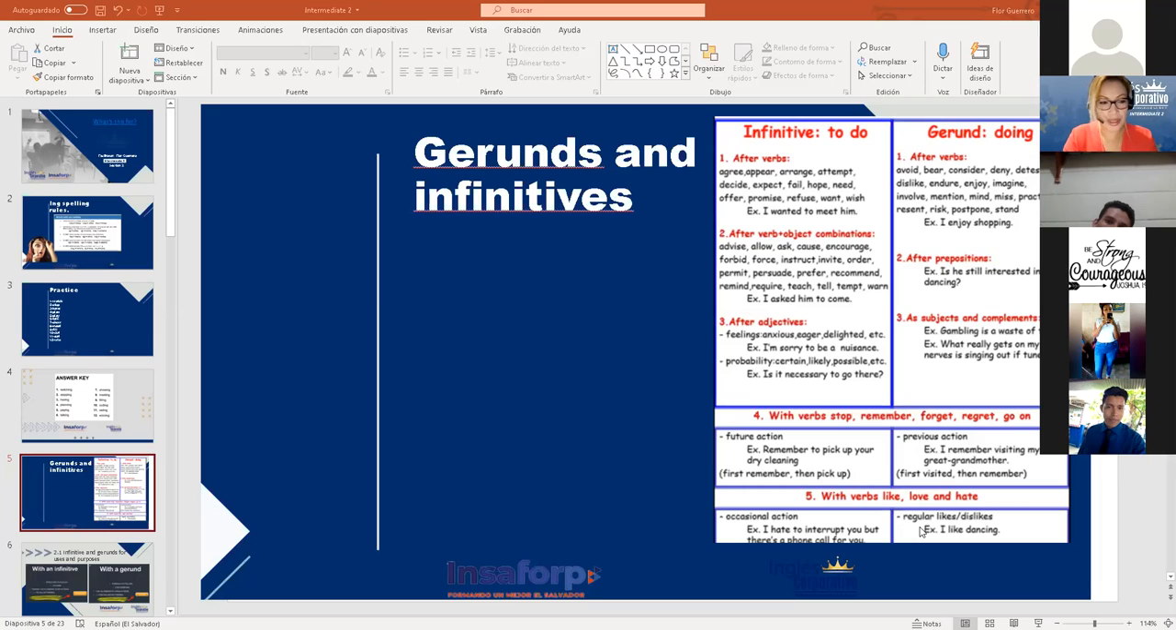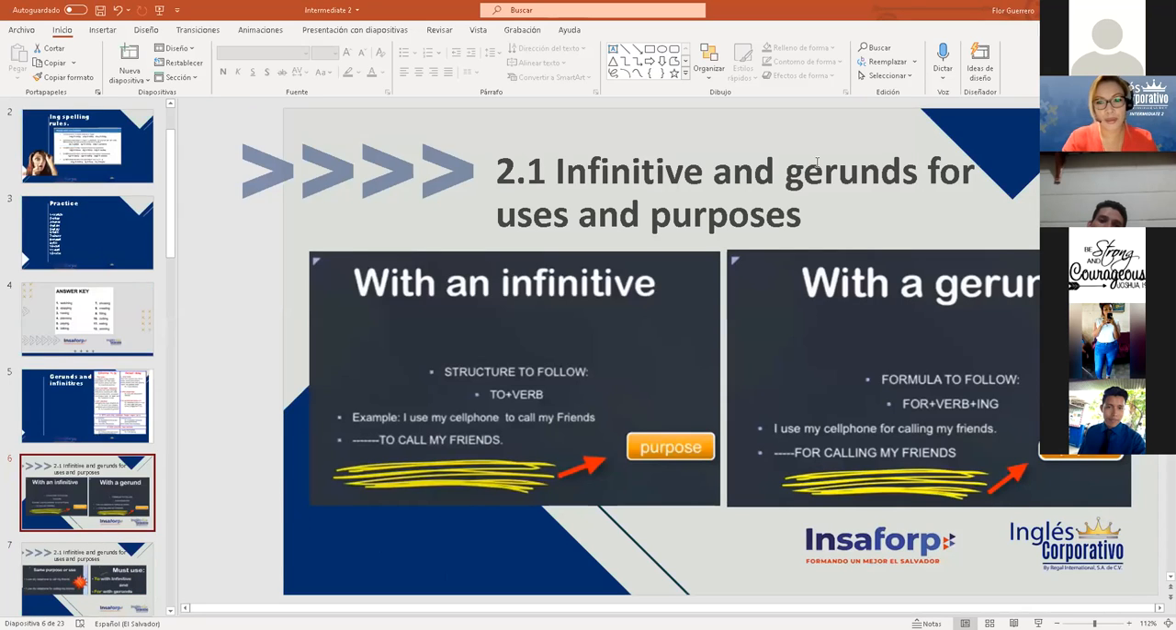Okay? Questions? Okay. Now. Ahora que ya repasamos las reglas del ING y cómo se usan los infinitives y los gerunds, en nuestra sección 2 vamos a enfocarnos en expresar uses and purposes using gerunds and infinitive. We saw the video yesterday. In the video, we explained that we can use both, okay?